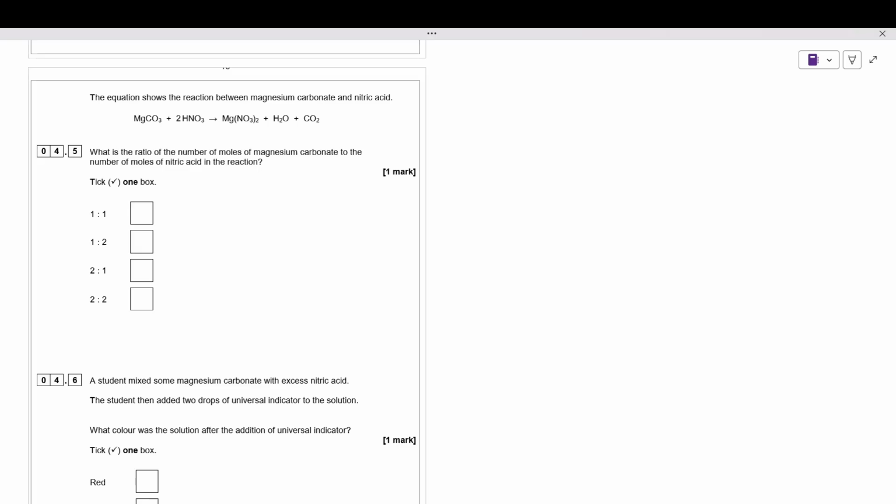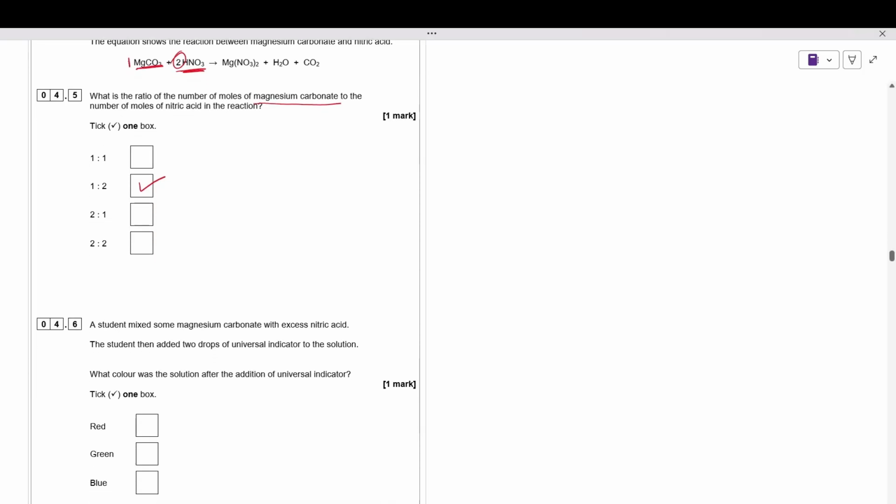So this equation shows the reaction between magnesium carbonate and nitric acid. What is the ratio of the number of moles of magnesium carbonate to the number of moles of nitric acid? Now, just looking at this, you will see that it is a 1 to 2 mole ratio. So that's 1 to 2 mole ratio.